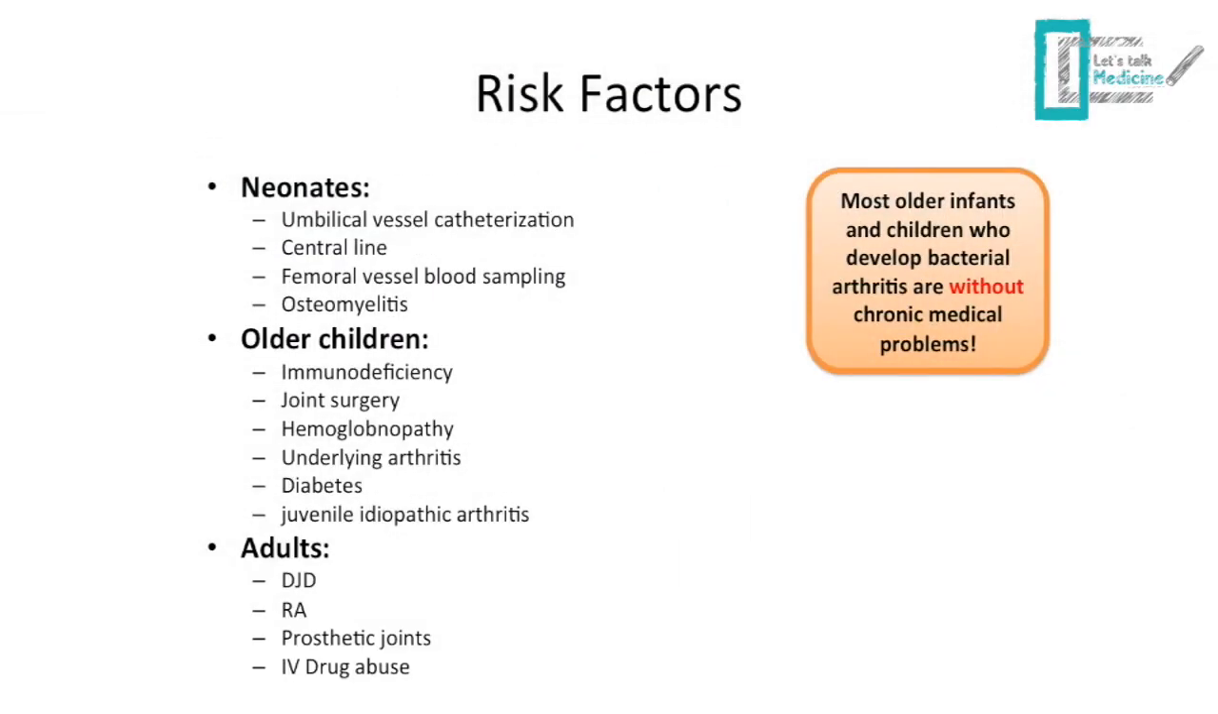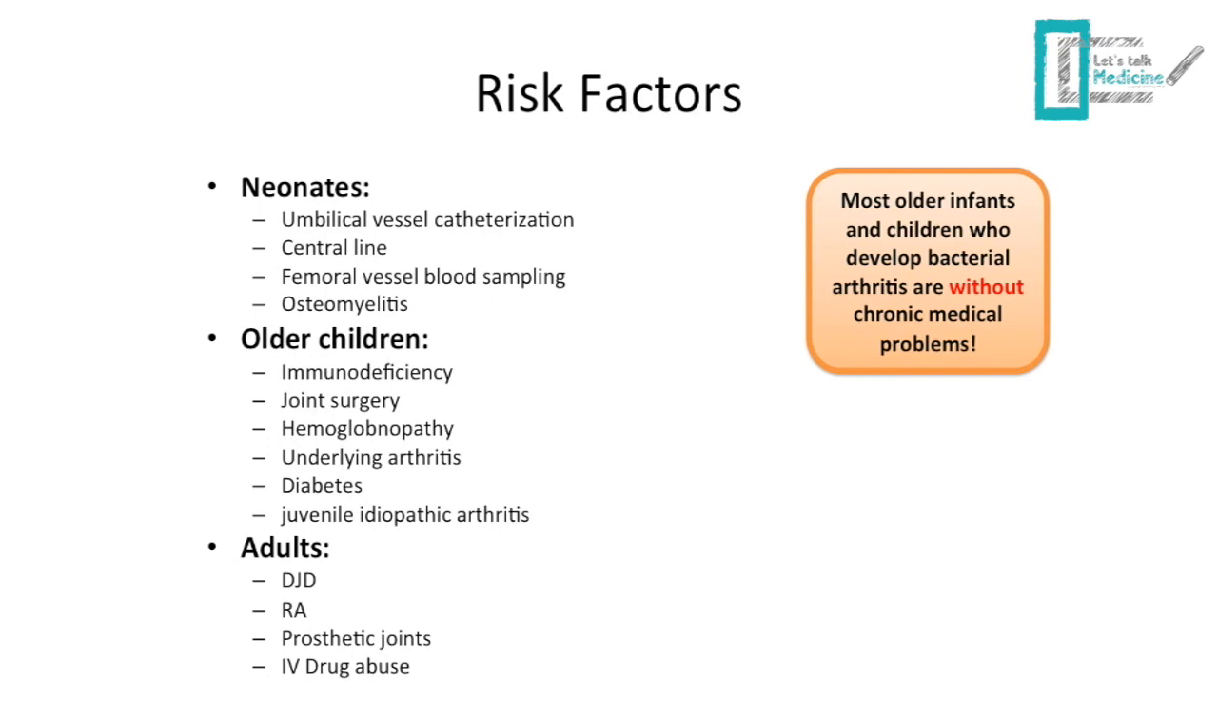Now, getting to the risk factors of septic arthritis. We can classify them according to the age group: neonates who are less than 3 months old, older children, and adults. In the neonatal period, you can think of umbilical vessel catheterization, central line, osteomyelitis, and femoral blood vessel sampling. All of that can predispose to septic arthritis through the hematogenous route, which we will talk about later.